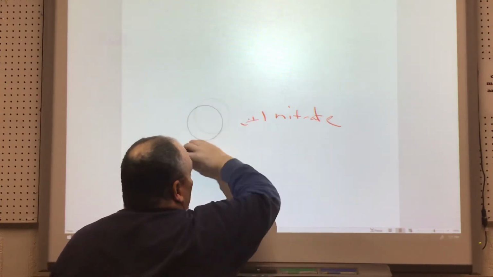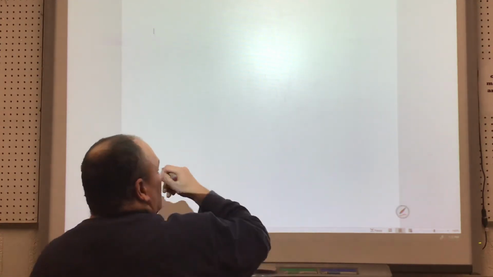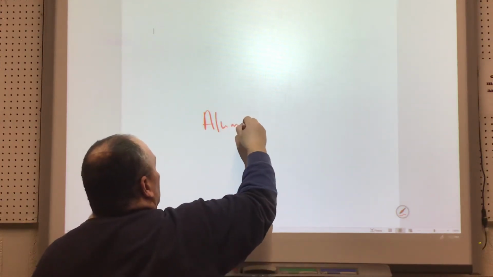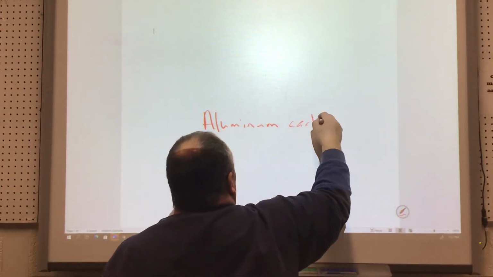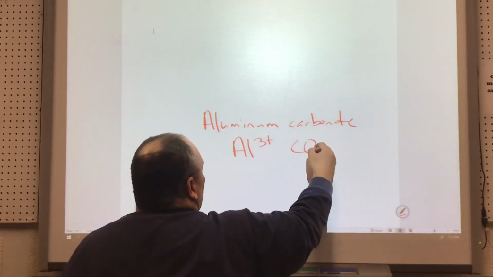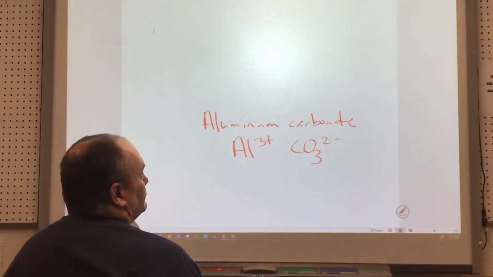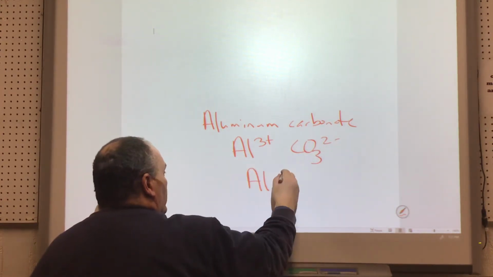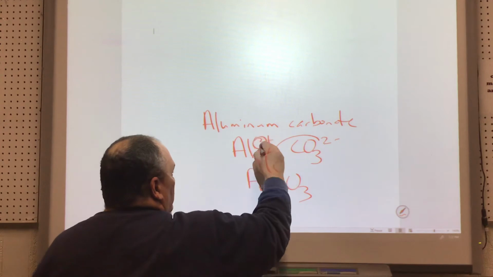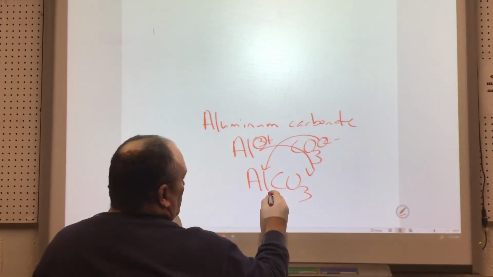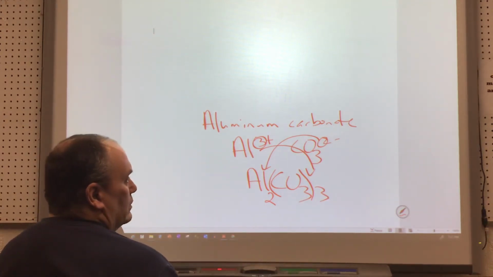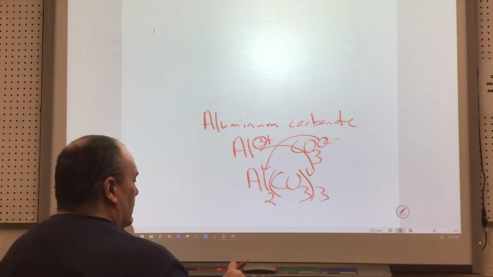I'll do one more, and then we'll name a couple, and then you're good, I think. So let's go with aluminum carbonate. If you look them up, they'd be that. Okay? Put them together without the charges. The 2 comes over here. The 3 comes over there. So this would be Al2, CO3 in brackets with a 3. Okay? And that's how you do polyatomics.